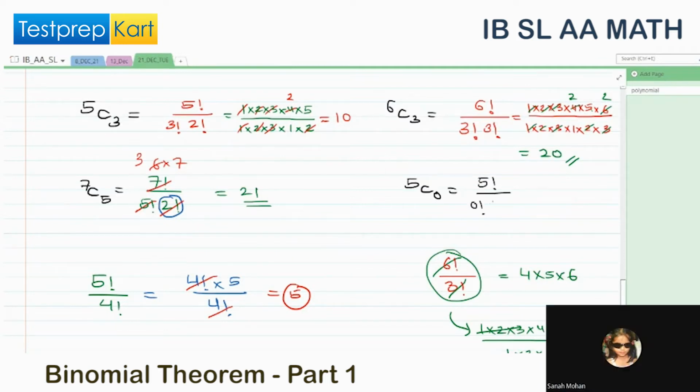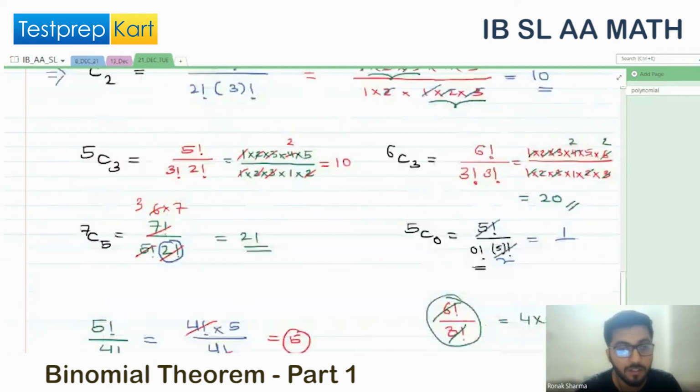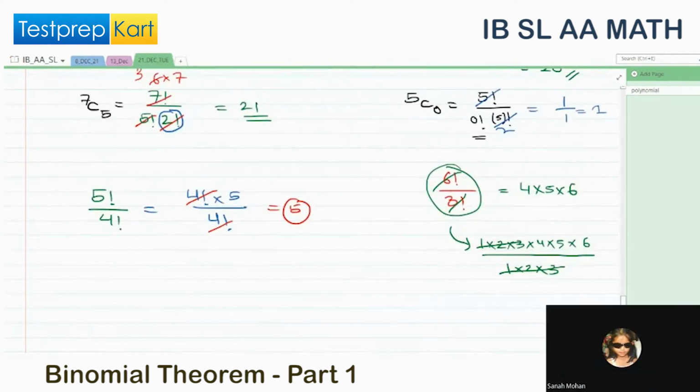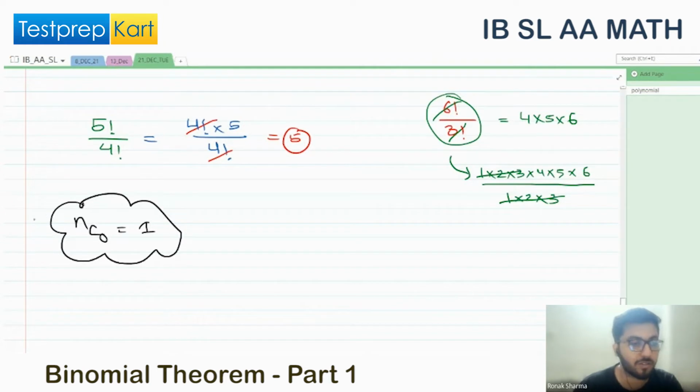5 factorial, n factorial by r factorial, that is 0 factorial. And 5 minus 0 is going to be what? 5 only. So we have again 5 factorial. So 5 factorial cancels out, and 0 factorial, if you remember, we got the value that was 1. So it will be 1 by 1, that is 1 only. Always remember that nC0 is always 1. If I put any number in place of n, it is going to be 1 only.